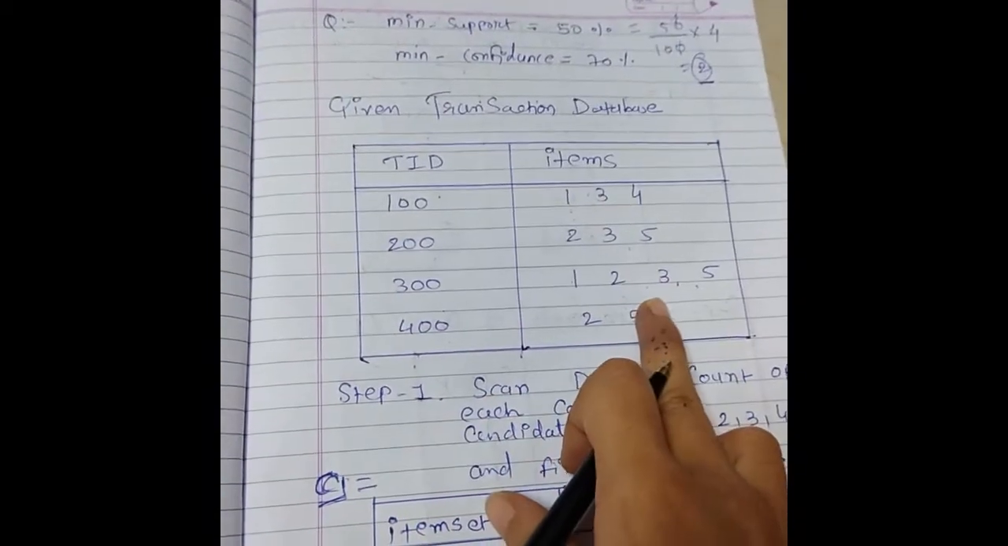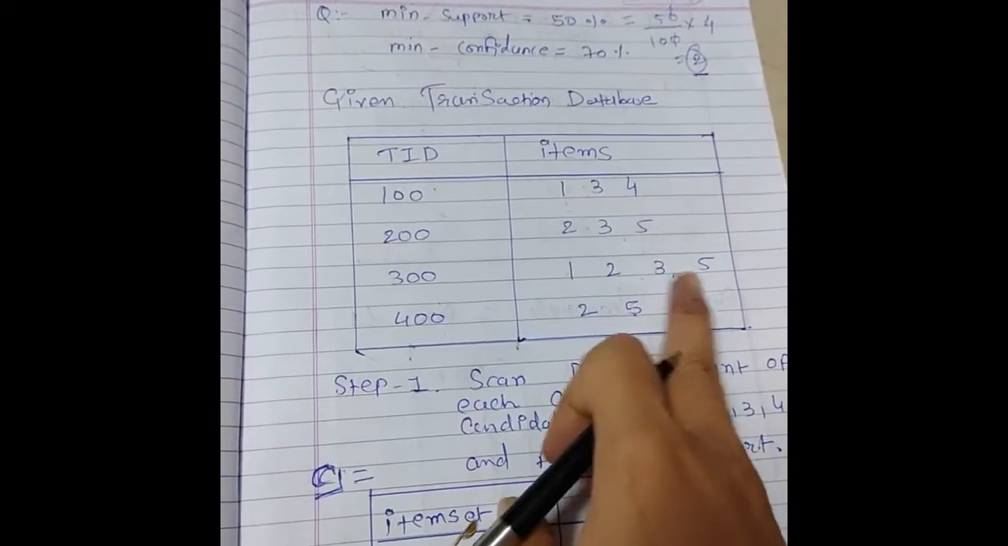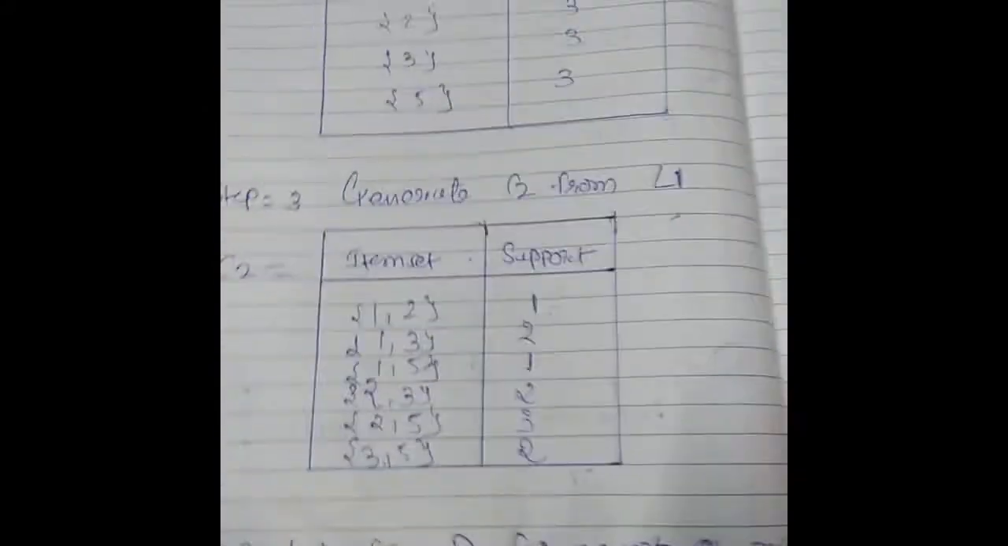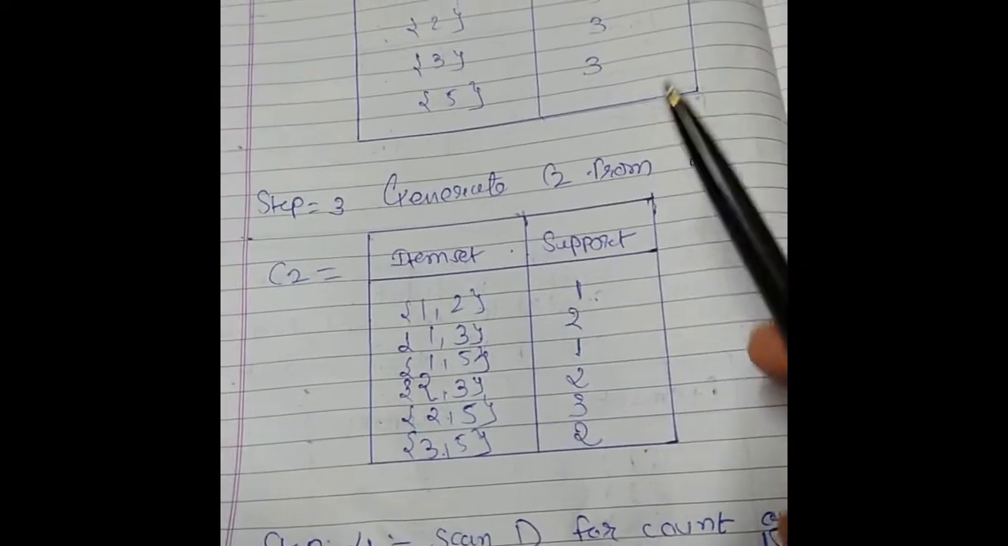And next is 3 and 5. So 3 and 5 is repeated 2 times, we'll write here 2. Now this is the table L2, so that is created from L1.